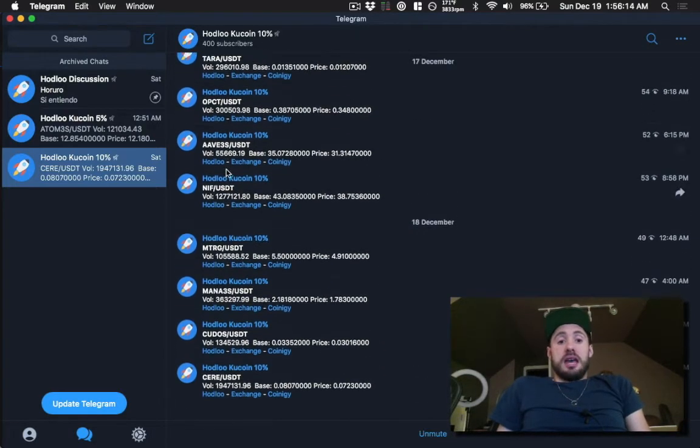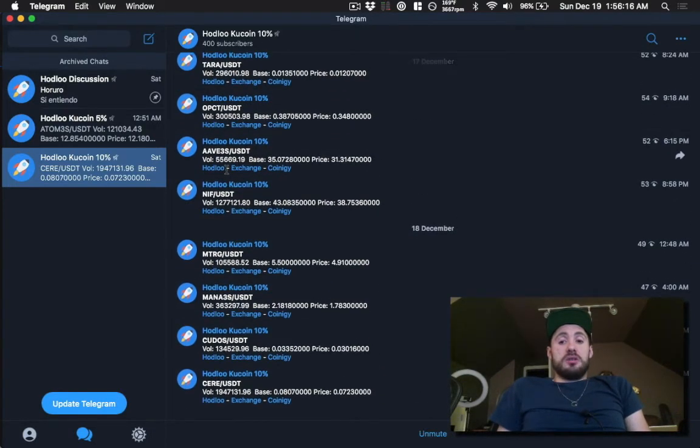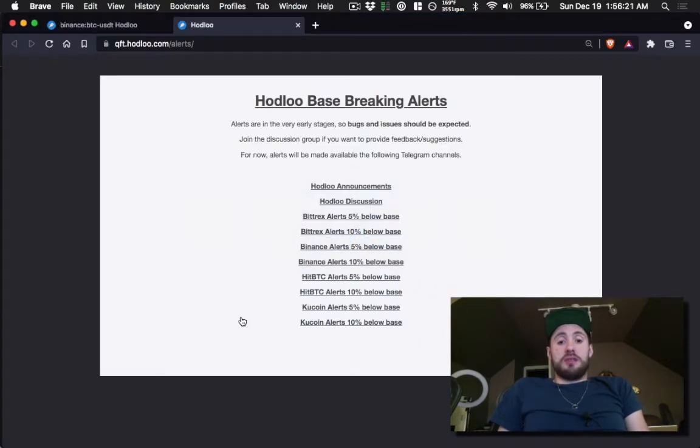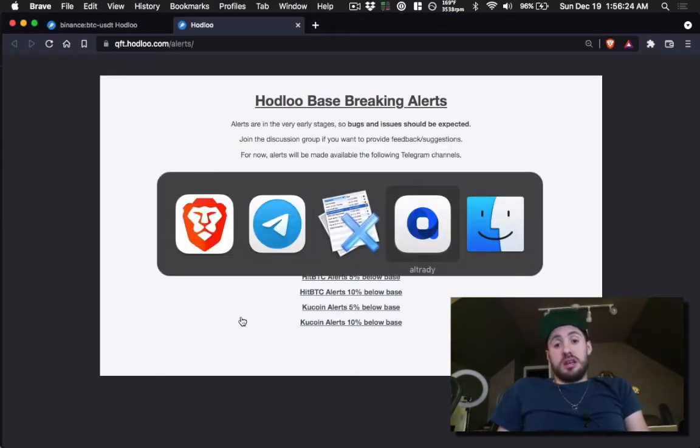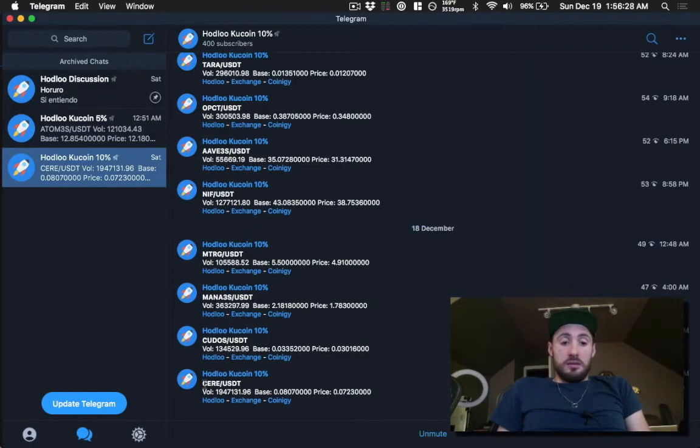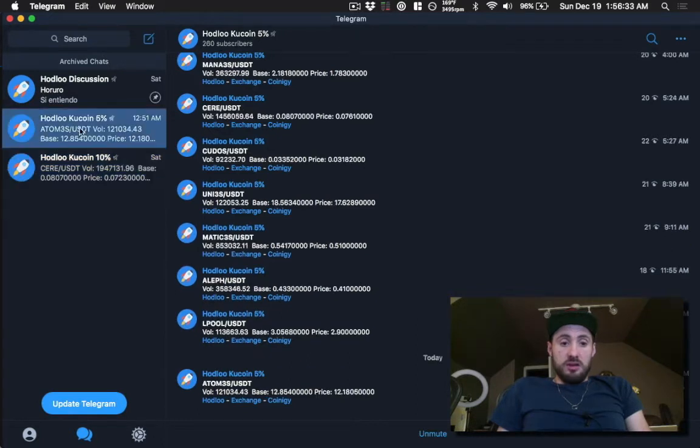This is free, and the way that you would use this is you would get alerts on your phone, and you would go into your trading platform of choice. So you could go into Altrady if you got an alert. Let's just take an example. Where are we? Let's do one of these. It's the 5%. Okay.